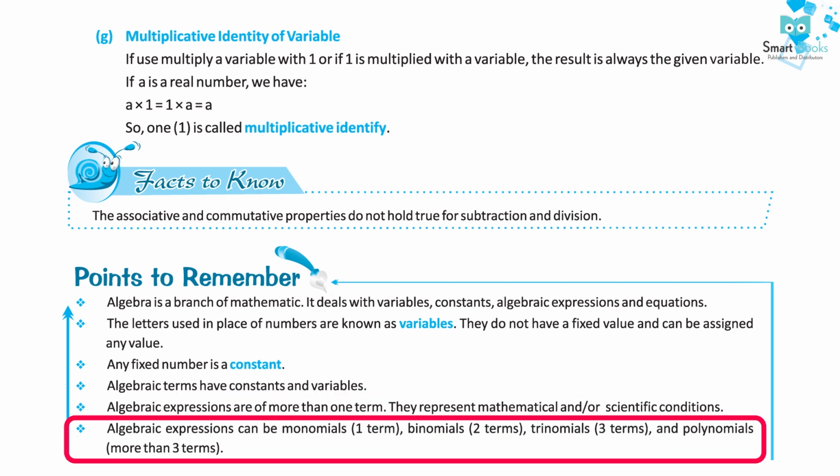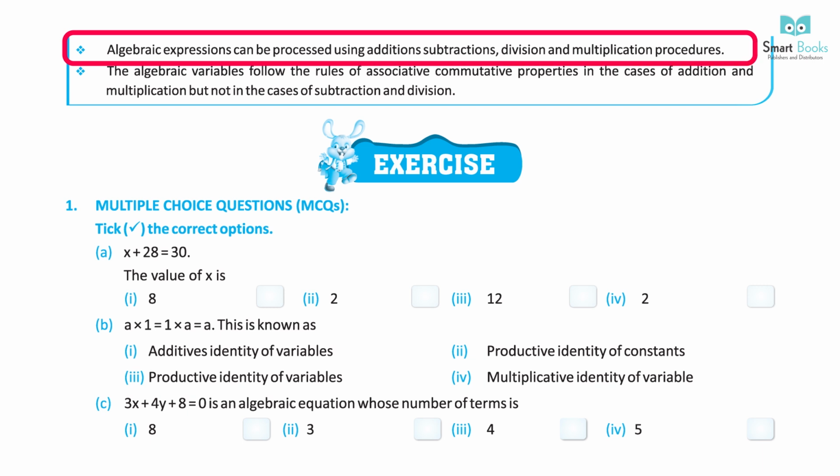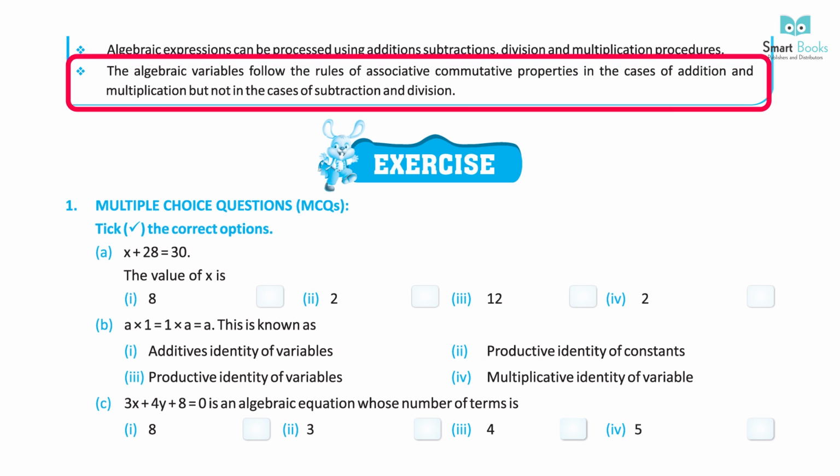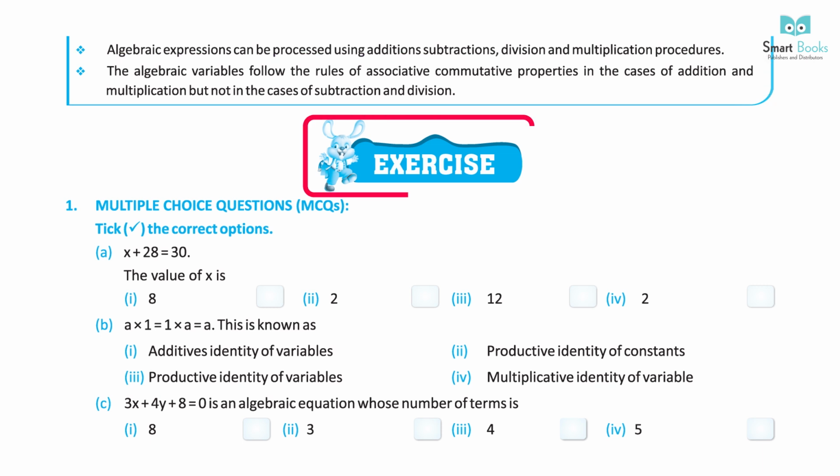Algebraic expressions can be monomials (one term), binomials (two terms), trinomials (three terms), and polynomials (more than three terms). Algebraic expressions can be processed using addition, subtraction, division, and multiplication procedures. The algebraic variables follow the rules of associative and commutative properties in the cases of addition and multiplication, but not in the cases of subtraction and division.